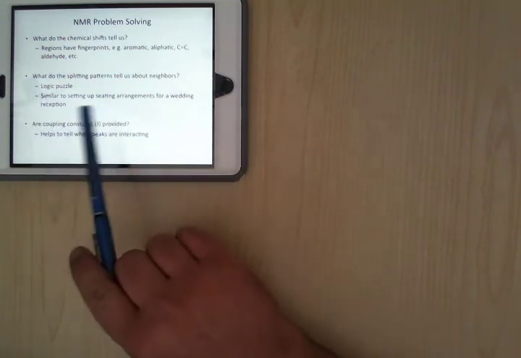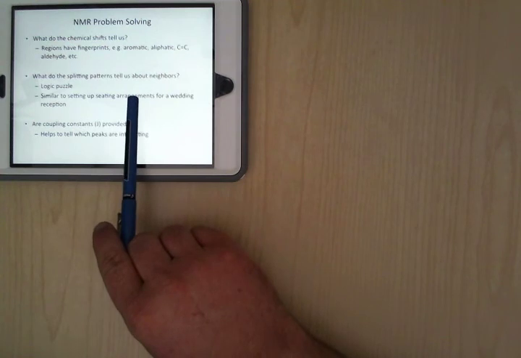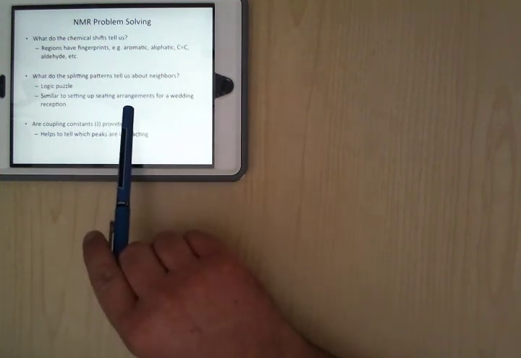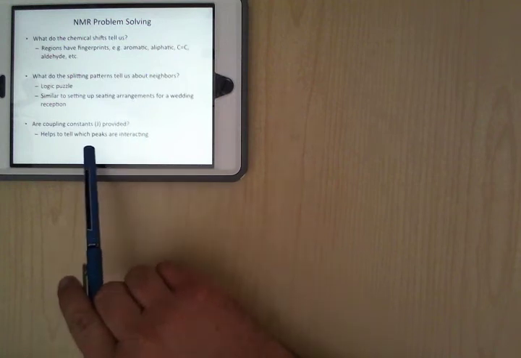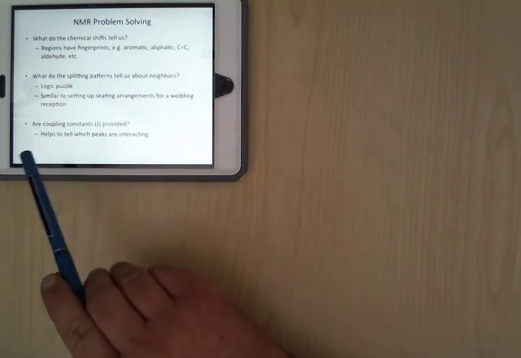And then we start on the splitting patterns. What do the integrations let you know about? What do the splitting patterns let you know about? If there are coupling constants, that means the signals are probably right next to each other.